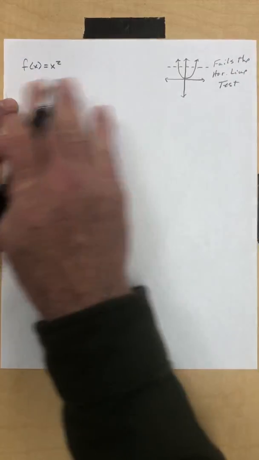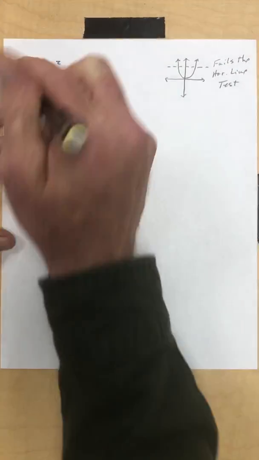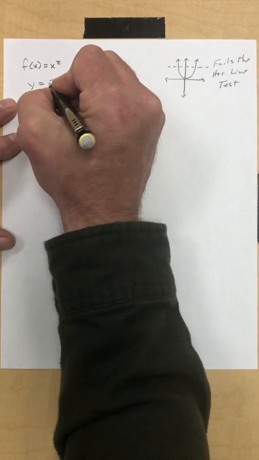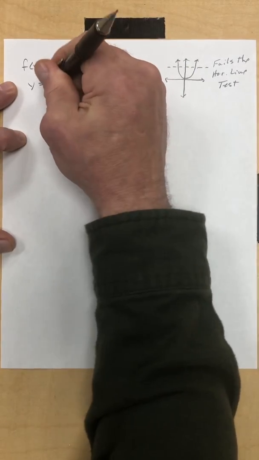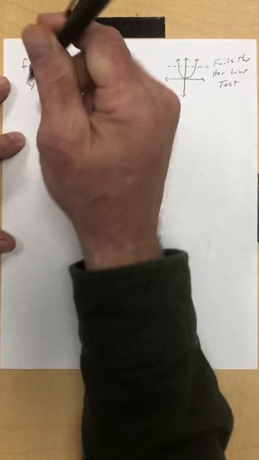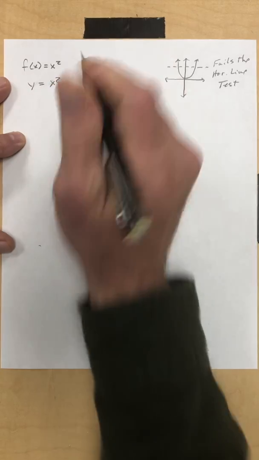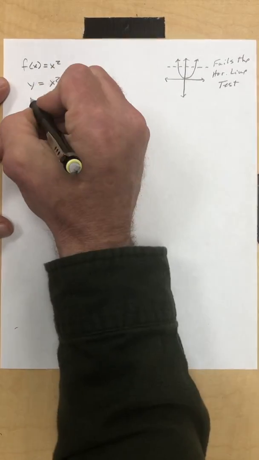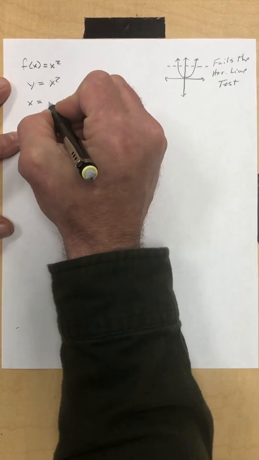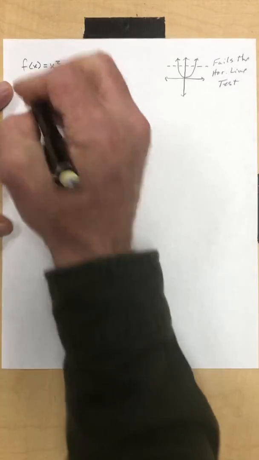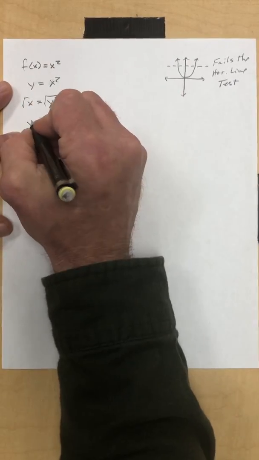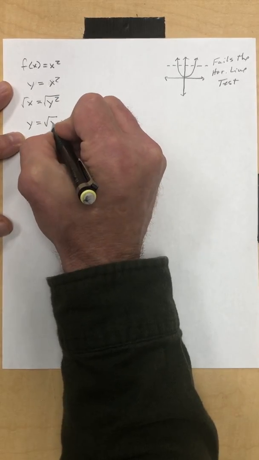So if we go through the same exact process, where we get it out of function notation, I'm sorry, I'm writing y rather than just x squared. We switch the x's and y's, and then we solve for y by taking the square root of both sides. What happens is you get y equals radical x.